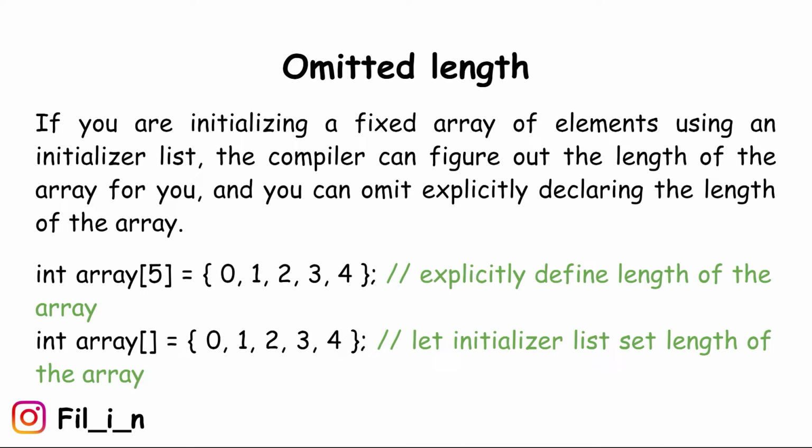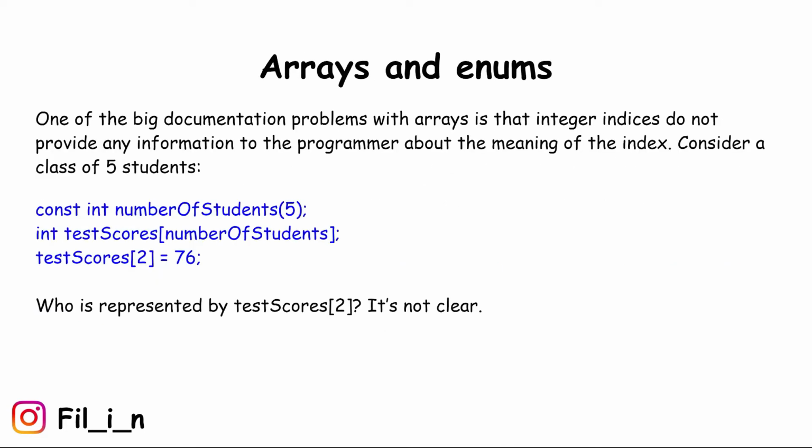int array[5] = {0, 1, 2, 3, 4}; // explicitly define length of the array. int array[] = {0, 1, 2, 3, 4}; // let initializer list set length of the array. One of the big documentation problems with arrays is that integer indices do not provide any information to the programmer about the meaning of the index.